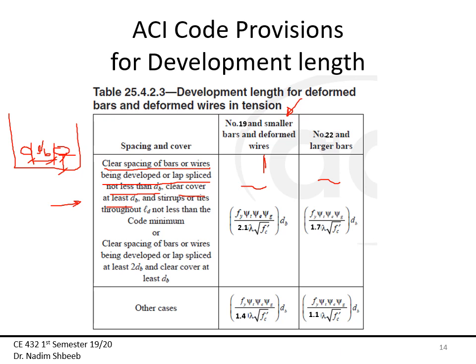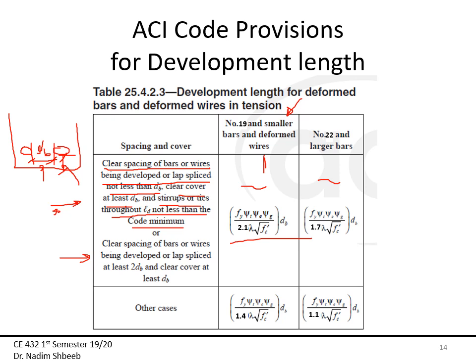So again, clear spacing, diameter of the bar; clear cover, diameter of the bar; and stirrups or ties throughout Ld not less than the code minimum. Like I said, in shear there are some instances where shear reinforcement is not required or not needed. But for me to be able to use this equation right here, I have to provide shear reinforcement. So this first one needs those three conditions: clear spacing, diameter of the bar, clear cover, diameter of the bar, and minimum shear reinforcement. If one of those three is not satisfied, I can look at the other condition.